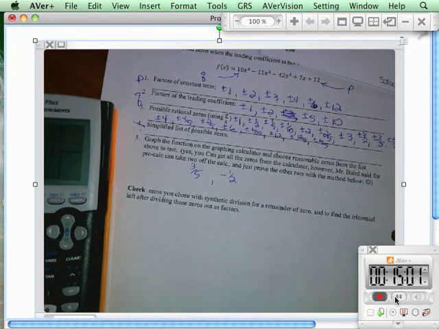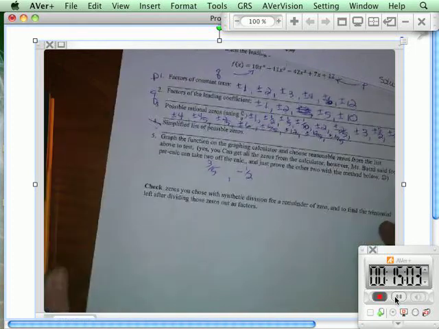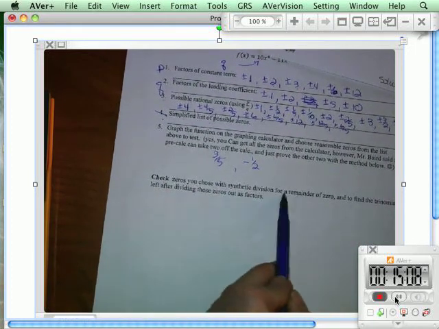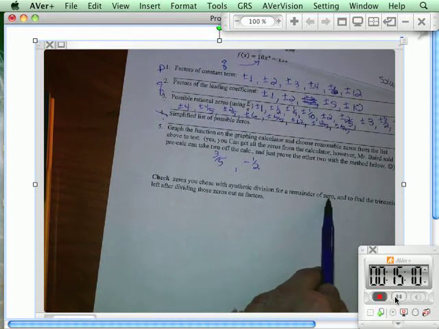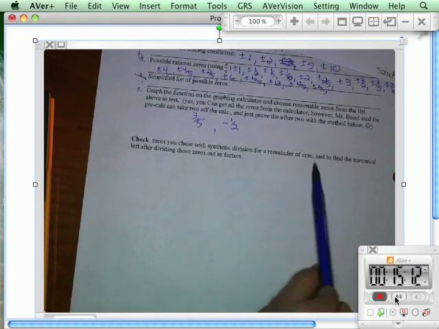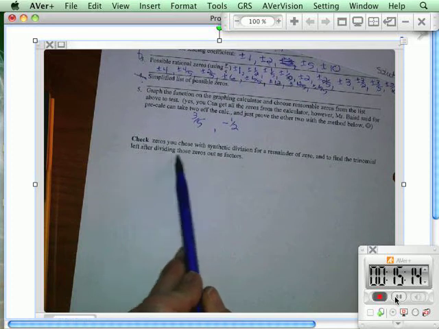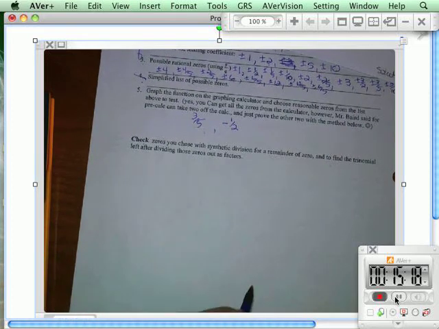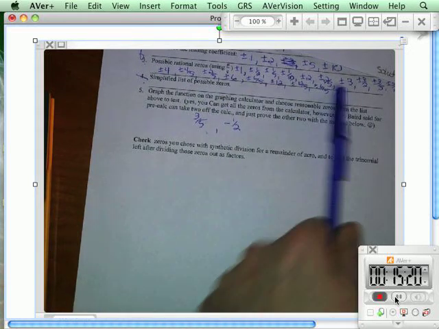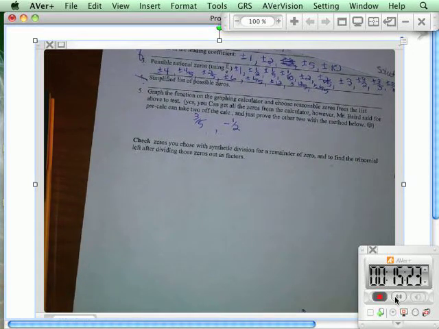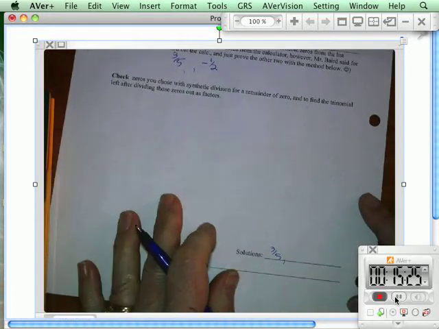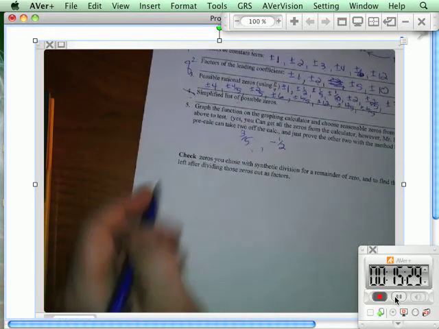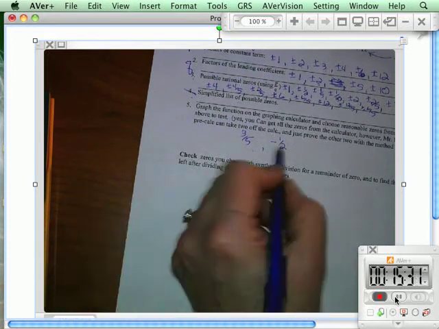I'm going to go down here, and it says check the zeros you chose with synthetic division for a remainder of 0, just to make sure, and also to narrow it down, and to find the trinomial left after dividing those zeros as factors. So I know that these are solutions. I've got it off my list, and I checked it on the calculator, so I'm just going to go ahead and write them down here on the bottom as part of my solutions. And I'm going to have to find a couple more. First, I'm going to check it out. So I'm going to start with negative 1/2 and do synthetic division.